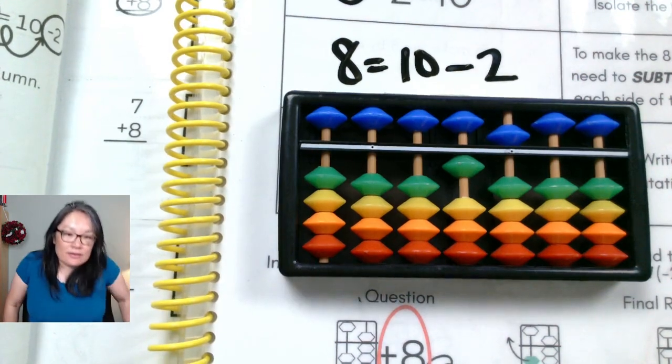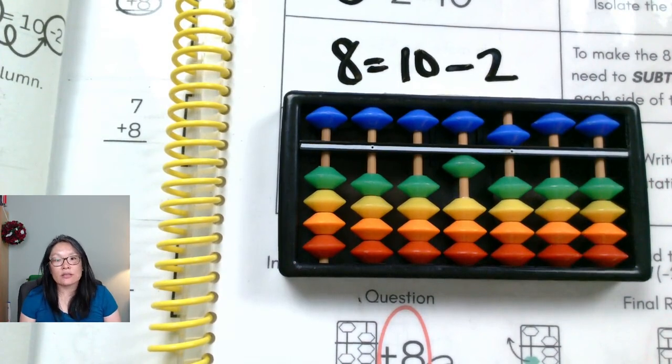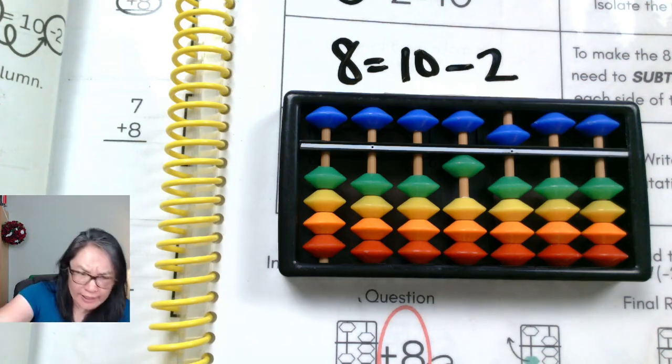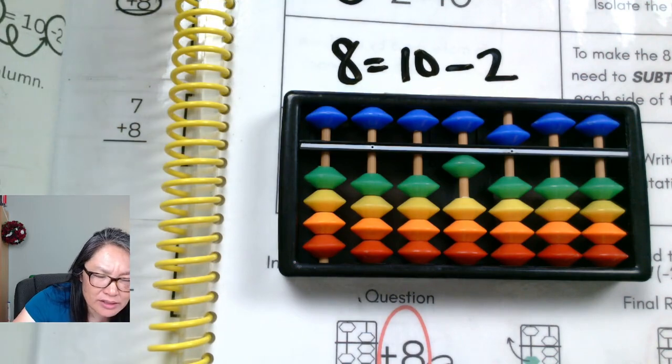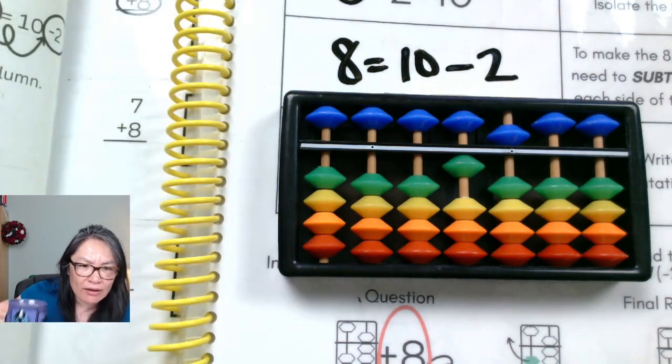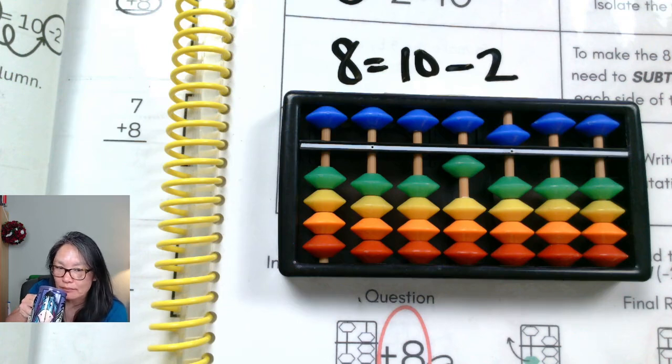Does that make sense? So what did we just do? We just did a borrowing, right? I don't know what they call it. They call it carrying. Carrying numbers. You know what? Funny, we only carry the 10. We don't carry any other numbers.